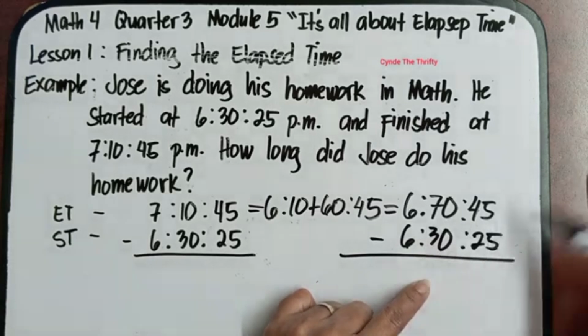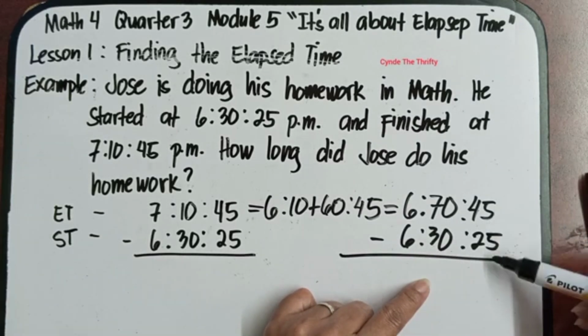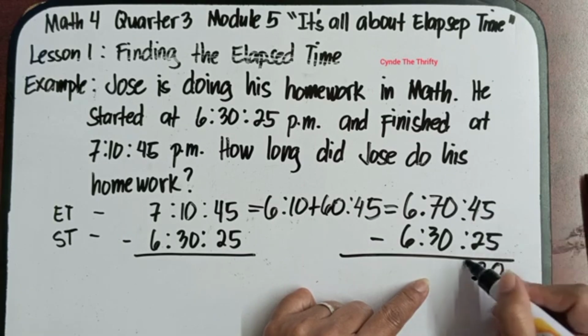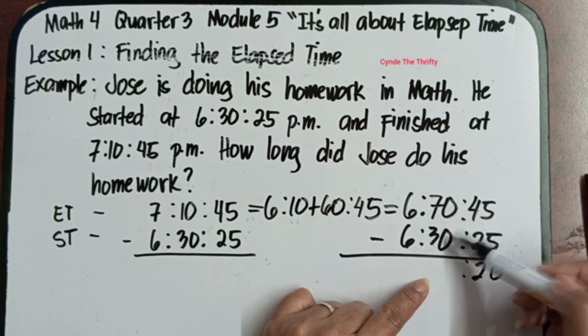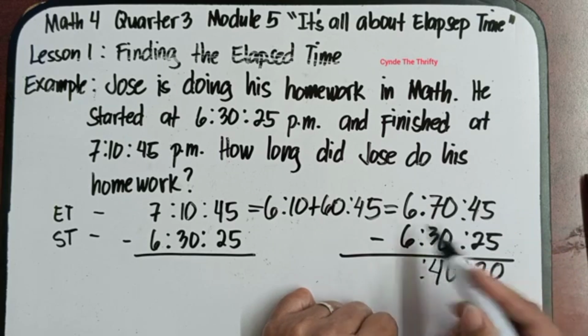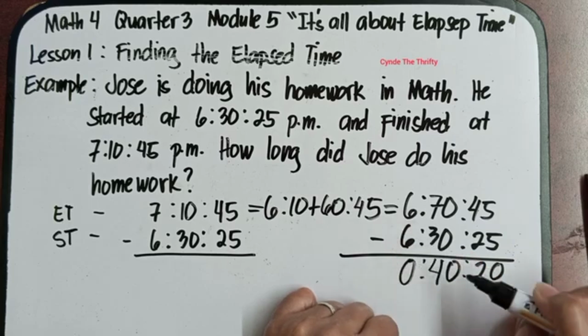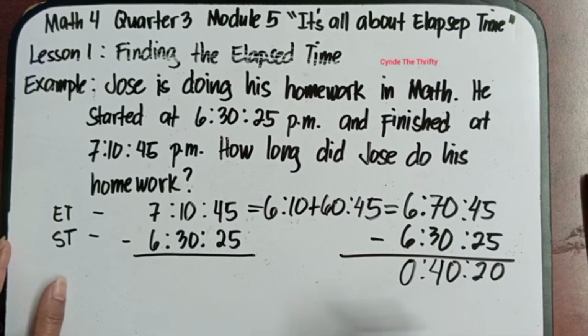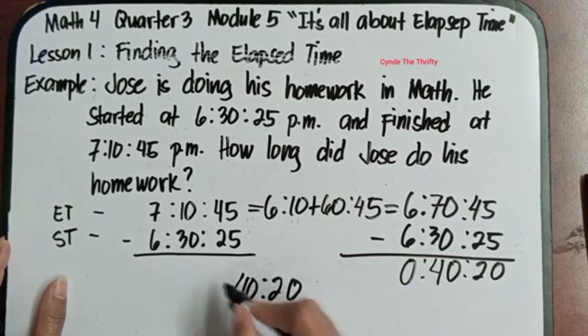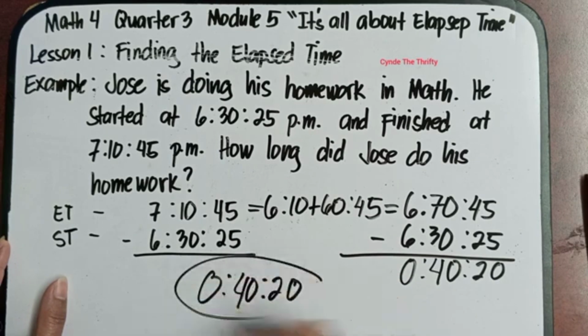So, mag-subtract na tayo galing dito sa ating seconds. So, 5 minus 5 is equal to 0. 4 minus 2 is equal to 2. And then sa ating minutes, 0 minus 0 is equal to 0. 7 minus 3 is equal to 4. And 6 minus 6 is equal to 0. So, ibig sabihin, ang ating elapsed time is 40 minutes and 20 seconds.